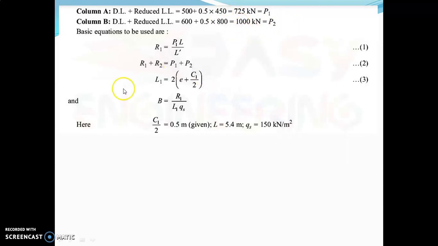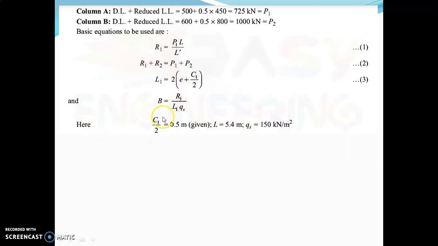Now we have these equations, which I have given while explaining the strap footing. R1 is equal to P1L divided by L dash. R1 plus R2 is equal to P1 plus P2, and L1 is equal to 2 into E plus C1 divided by 2, and B is equal to R1 divided by L1 into QS. All these formulas you have to remember. This is a standard formula. There is no change in the formula here.